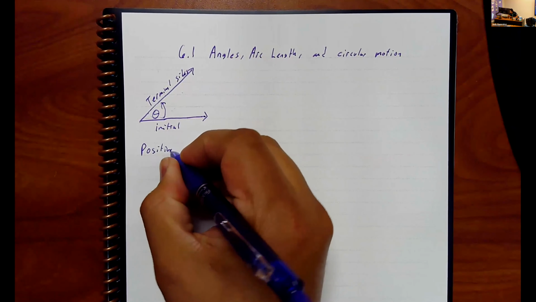Now, you guys good on this page? Not yet. Okay. What does that say? 1 revolution equals what? 2 pi radians. Okay.